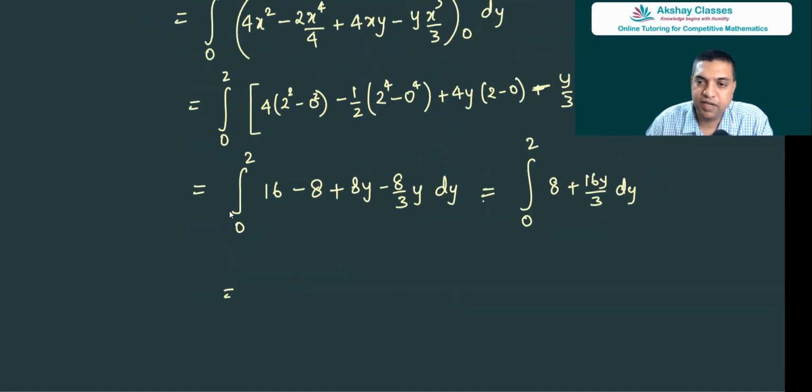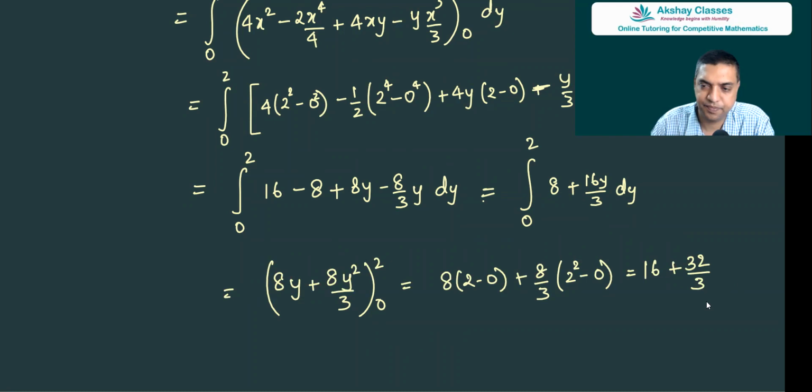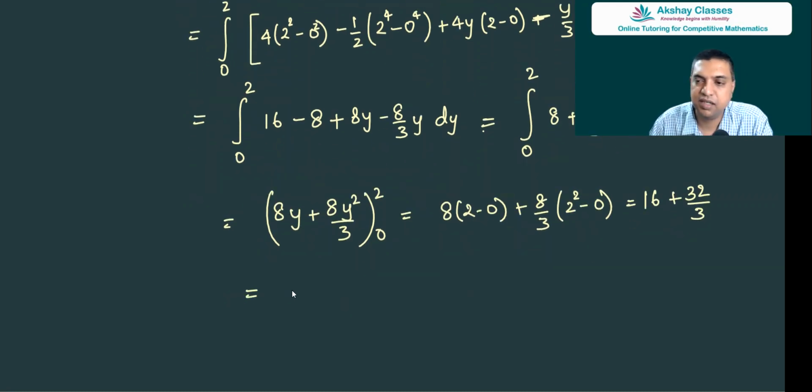So when we integrate, we get 8y plus 8y square upon 3 from 0 to 2. We get 8 into 2 minus 0 plus 8 by 3 into 2 square minus 0. That is 16 plus 8 fours, 32 upon 3. So 16 times 3 is 48, plus 32, that becomes 80 upon 3.